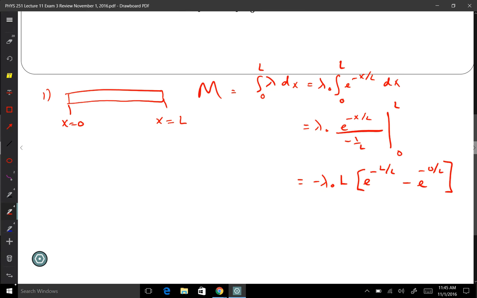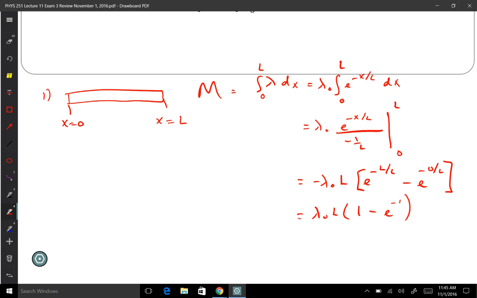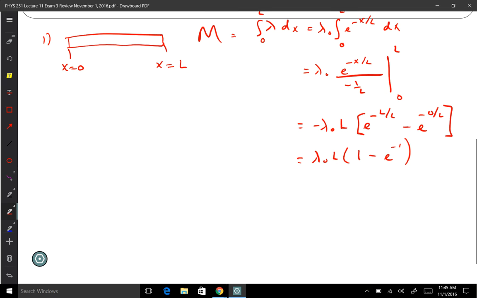And so that's my mass. Of course, this is going to be equal to lambda 0 L times 1 minus e to the minus 1. Because minus e to the 0 is minus 1. I had the minus out front. That's what made the plus 1. And then e to the minus L over L, well, that's e to the minus 1. So that's the mass. I am glad you corrected me because my errors were larger than I had anticipated. So that's the bottom part.